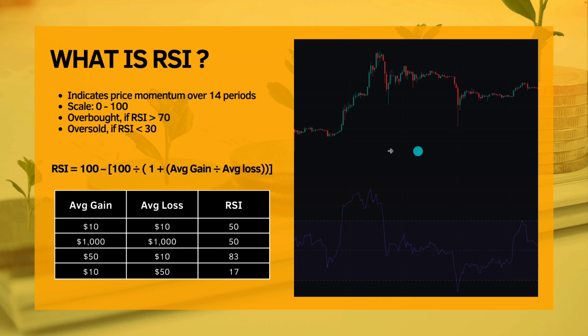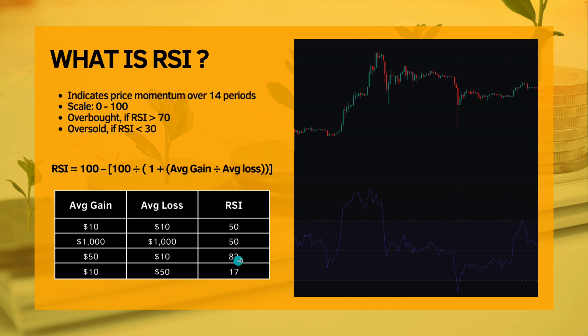Now let's leave that and go back to the calculation. RSI is calculated using the average gain during the up periods and the average loss during the down periods. Now let's run through some numbers. If the average gain is $10 and the average loss is exactly the same, my RSI is 50, which indicates a neutral condition. Similarly, let's say I have a gain of $1,000 and a loss of $1,000 over the 14 period interval, still my RSI is 50. So again, it's neutral.